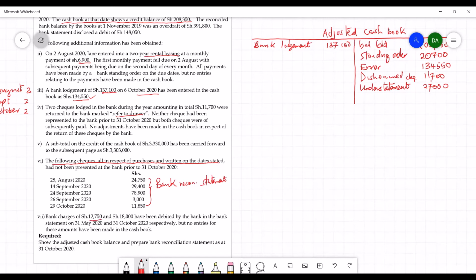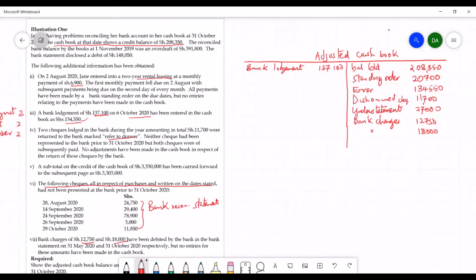Lastly, we are told that bank charges of 12,750 and 18,000 had been debited by the bank in the bank statement on the respective dates, 31st May and 31st October, but no entries for these amounts have been made in the cash book. Now, this is an omission in the cash book, and these are bank charges. So we record the first bank charges, which is 12,750, and also another bank charges, which is 18,000.